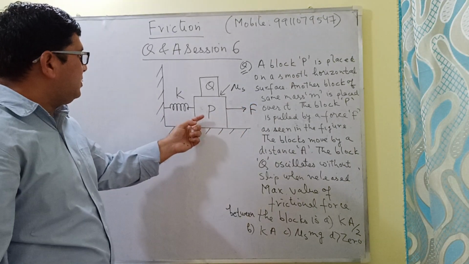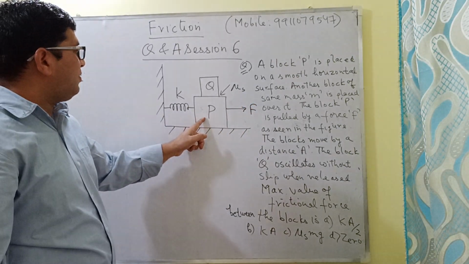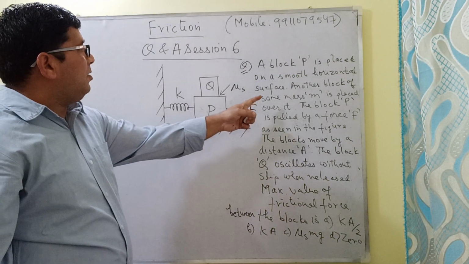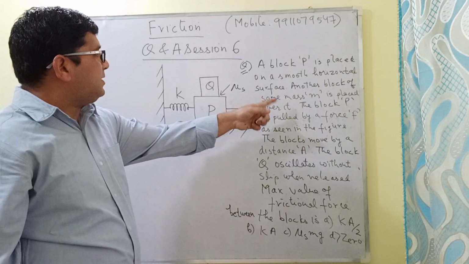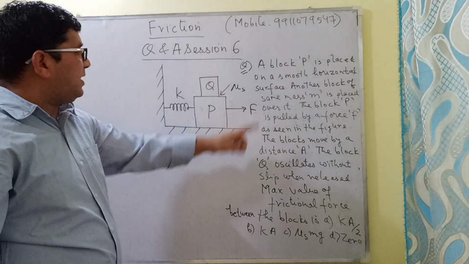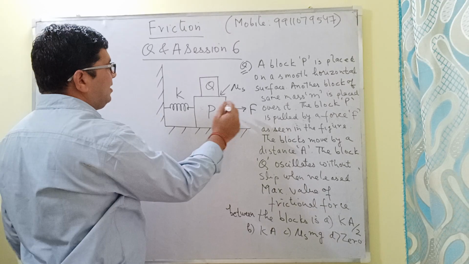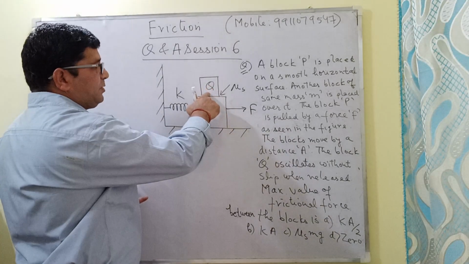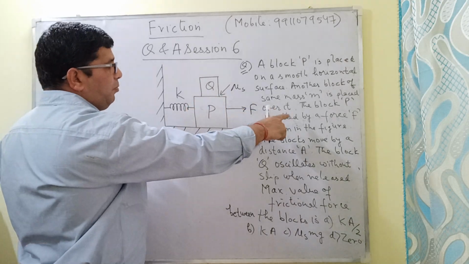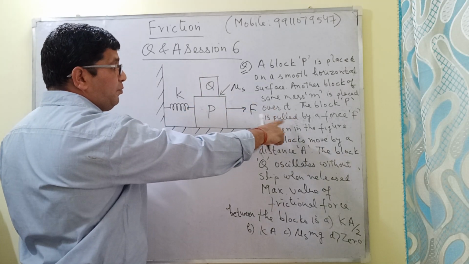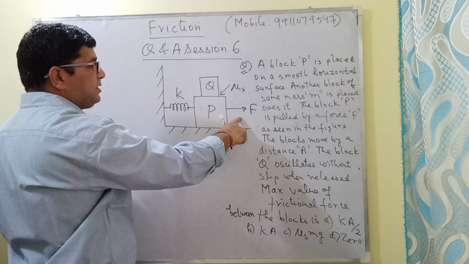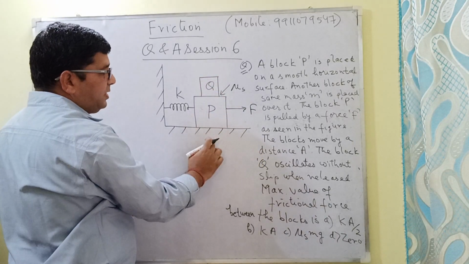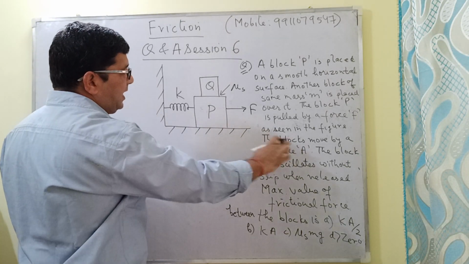It is placed on a smooth horizontal surface, which means the coefficient of friction is 0. There is another block of the same mass m placed over it. It means that the mass of this block is m, and the mass of this block is also m. The block P is pulled by a force F as shown in this figure. Both the blocks move by a distance a.